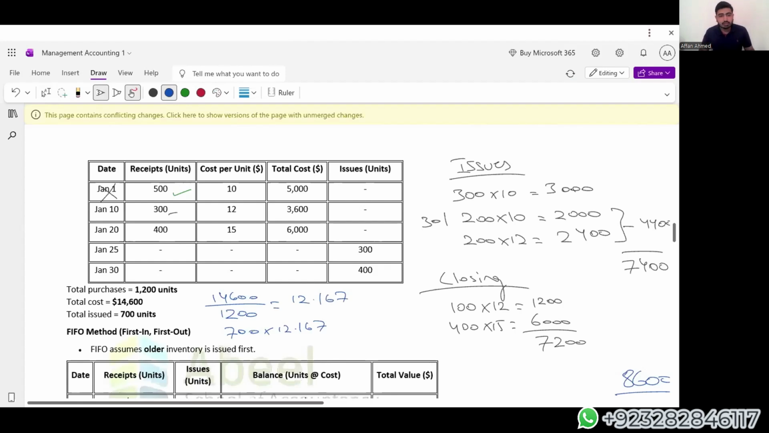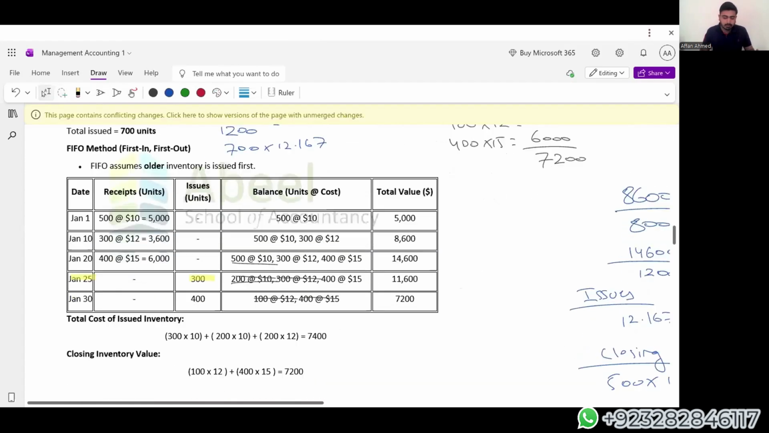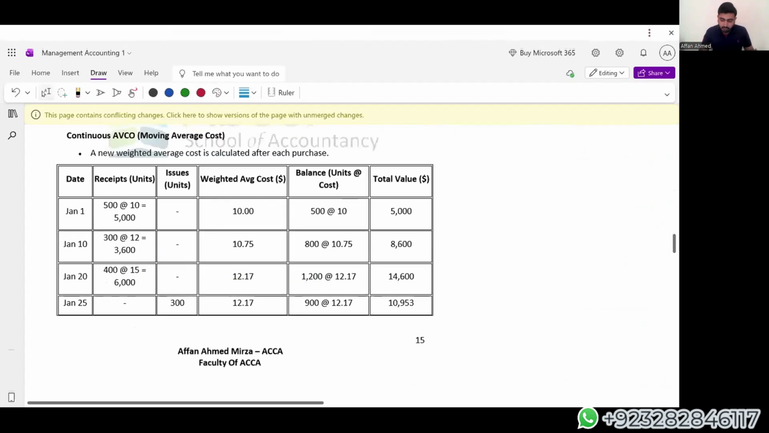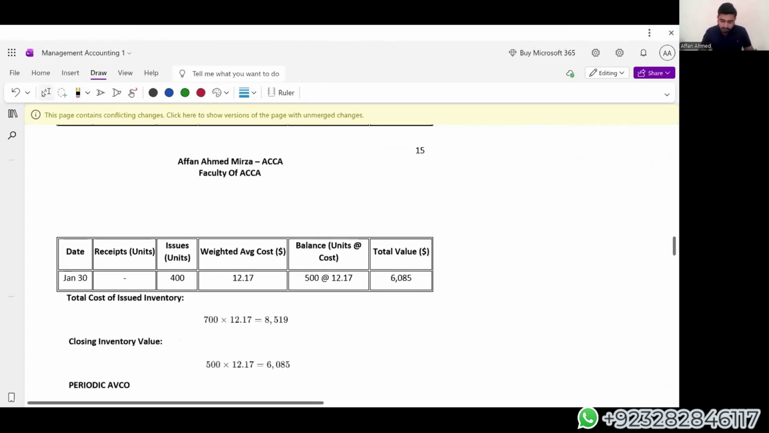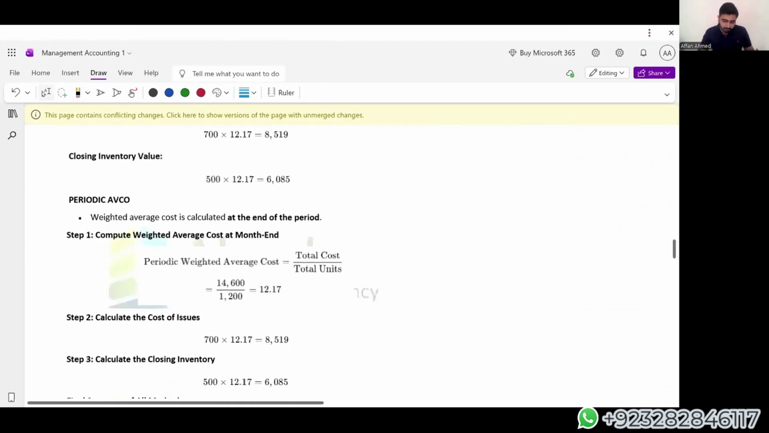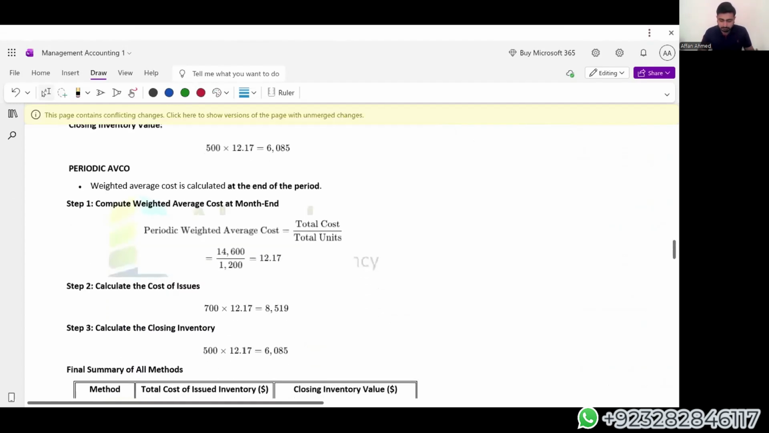The reason being that the movements in inventory are at the end. So the periodic and perpetual is going to be the same here, but the workings are separately done so that you are clear upon it. Now you can see that we are on the right pace here, 6085, 8519, and periodic and perpetual is going to be the same.